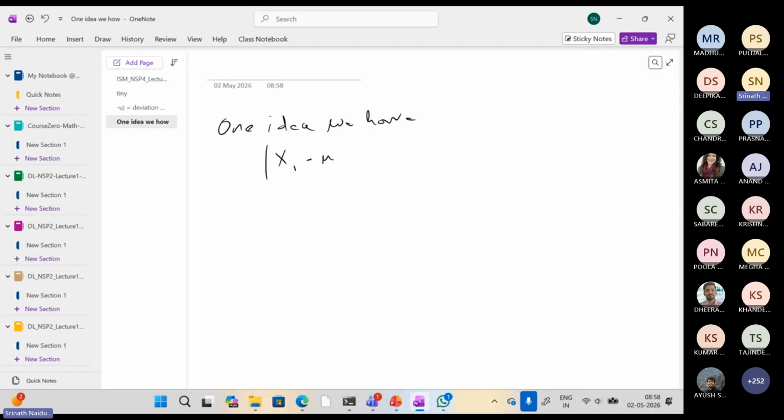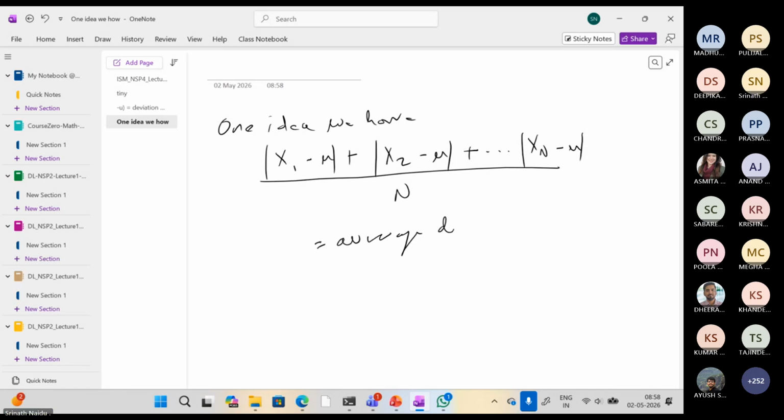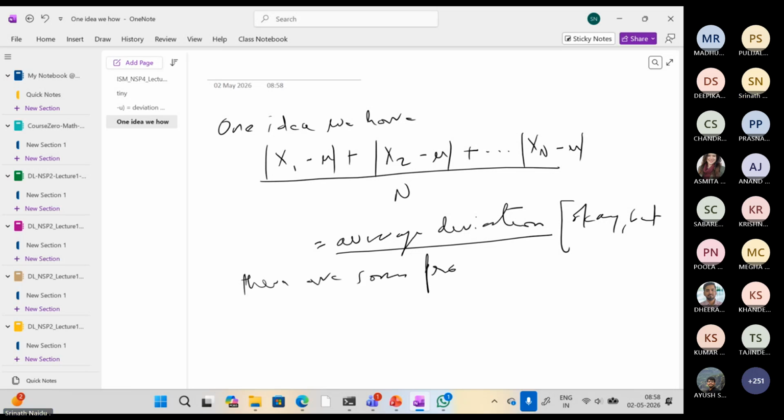take |x1 minus mu| plus |x2 minus mu| and so on, divided by n, as the average deviation. This is okay, but there are some problems with this in practice. To actually understand these problems requires you to understand differentiation and other stuff. I don't want to go into all of that right now.